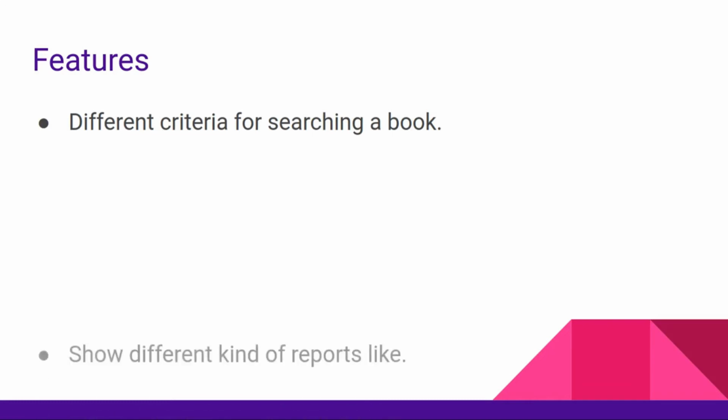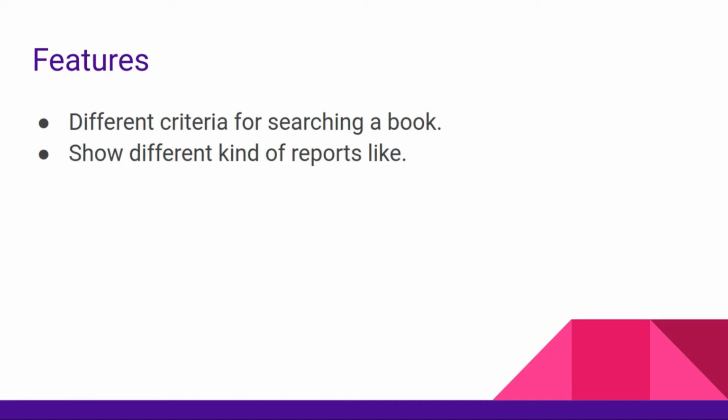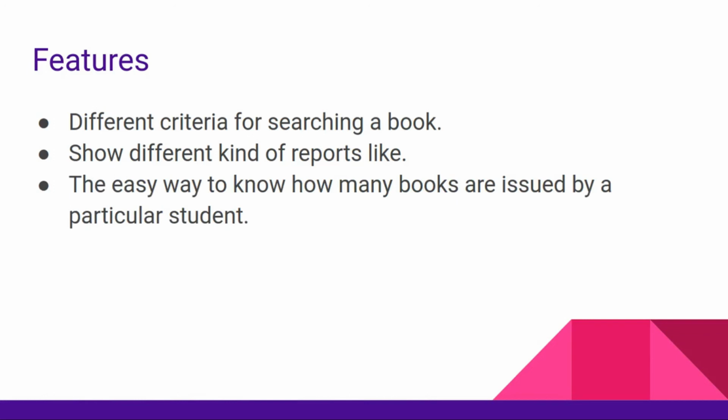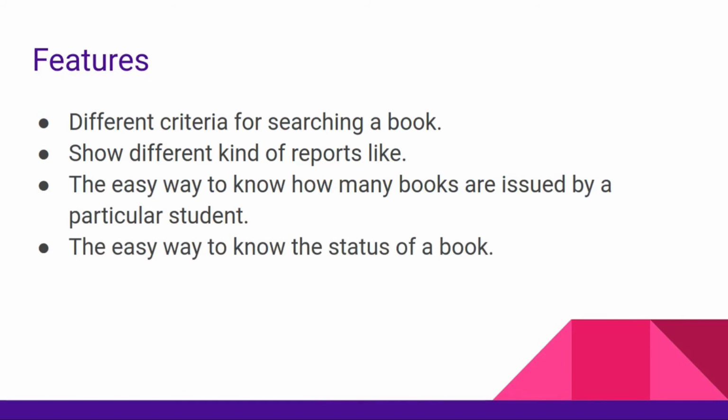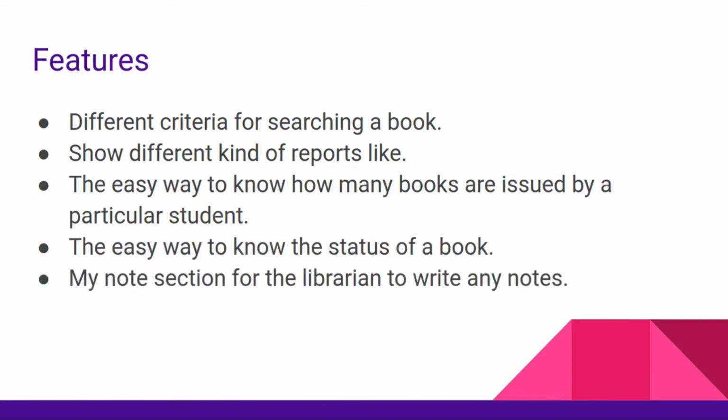Then different kinds of reports, like number of books issued, number of books available, number of journals available, number of students who have issued books. An easy way to know how many books were issued by a particular student. This is the basic idea of any library management system. An easy way to know the status of a book. And a notes section for the librarian to write any notes for particular books.